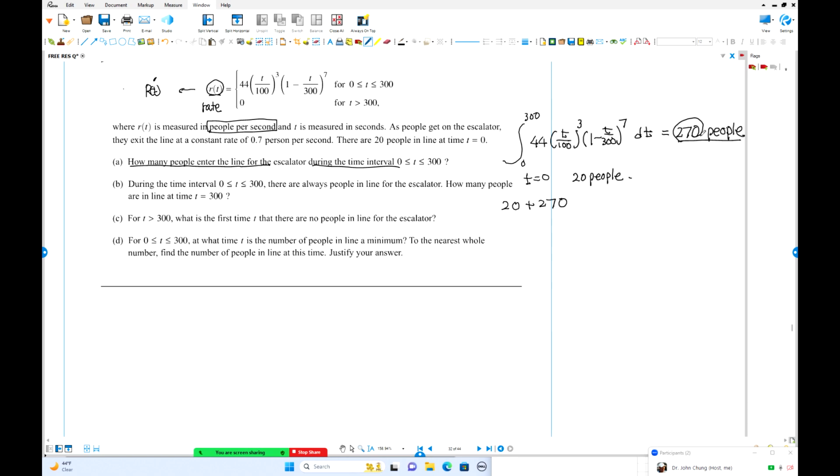But every second, 0.7 persons go out. So every second is 0.7 person, but this will be over 300 seconds, right? This is the initial amount, and this one is during the 300 seconds, a total of 270 got in over here. It was 20 over here.